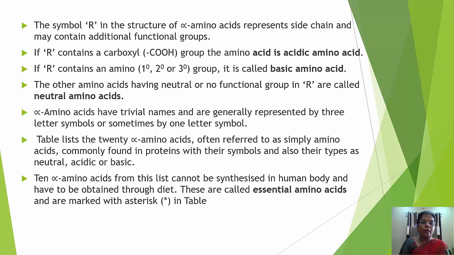In that table, 10 amino acids from this list cannot be synthesized in the human body and have to be obtained through the diet. These are called essential amino acids and are marked with an asterisk, that is a star, in the table. That is, some alpha amino acids can be synthesized in the body and therefore they are called non-essential amino acids, and some amino acids cannot be synthesized in the human body and therefore we have to obtain these alpha amino acids through diet. They are called essential amino acids.